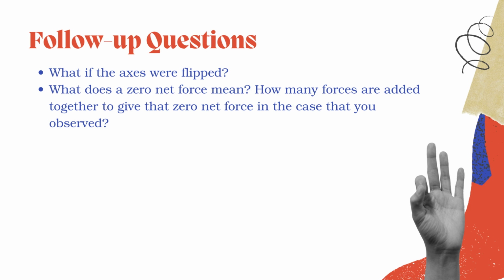Lastly, how many forces are added together to give a net force of 0 in the case that we observed? To my knowledge, I believe that there are 4 total forces that are being added together to create this 0 net force: the normal force, the gravitational force, the applied force, and the frictional force.